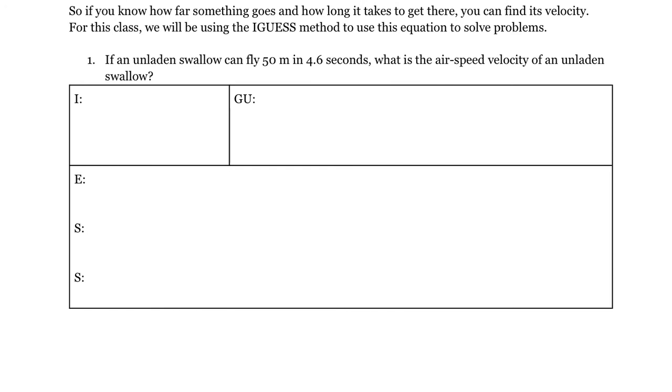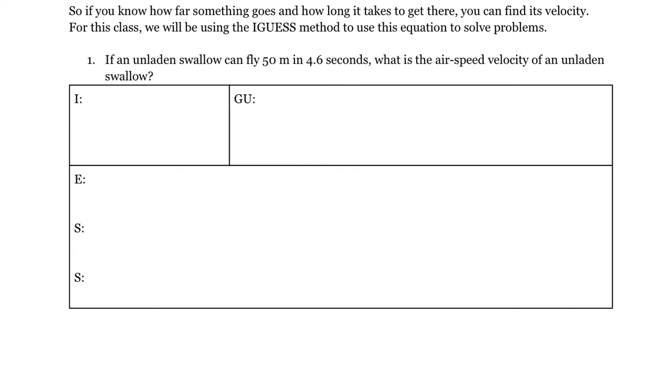Now, our questions, we're going to be solving using what's called the I-guess method. And let's read the question first, and then I'll talk you through what the I-guess method is. Our question says, if an unladen swallow can fly 50 meters in 4.6 seconds, what is the airspeed velocity of an unladen swallow? Hopefully someone will get that reference. But anyway, the I-guess method starts with an I, and the I is drawing your scenario, okay? So in this instance, drawing the scenario, not that big of a deal because it's not really that useful. But later on, as our problems get more complex, it will be super helpful, okay?